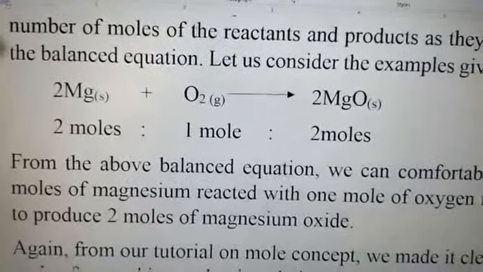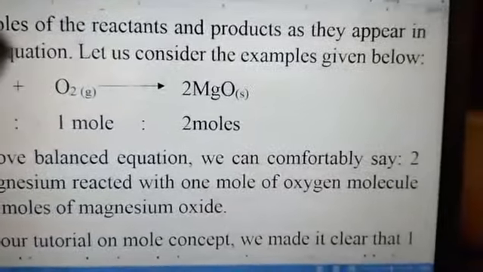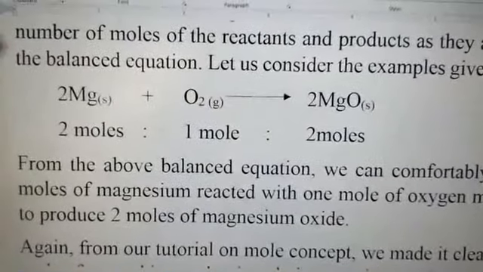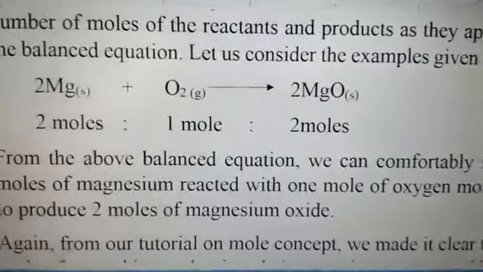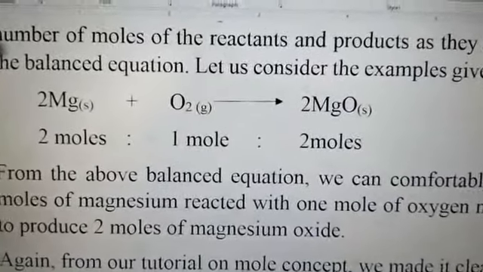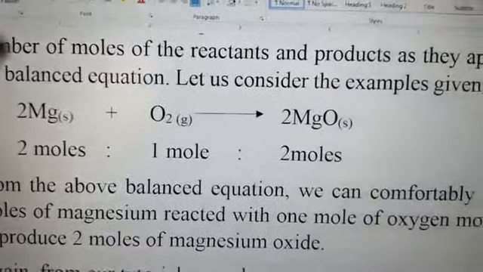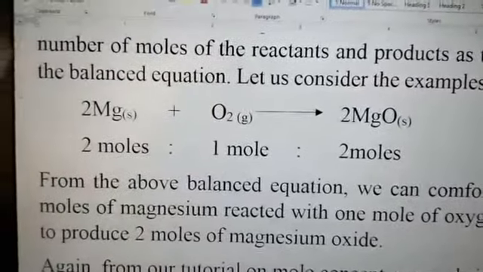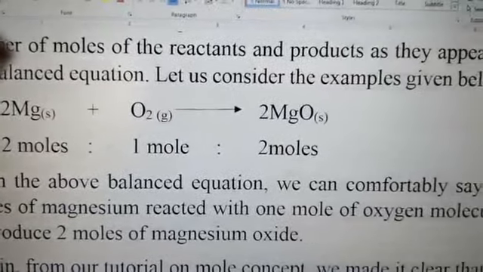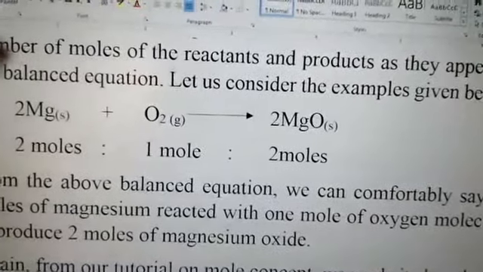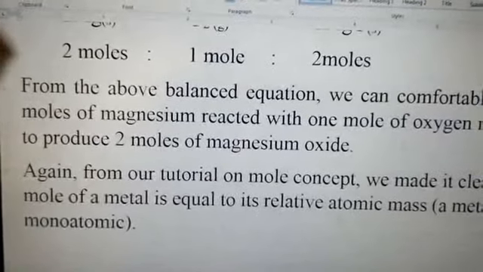From the above balanced equation, we can comfortably say 2 moles of magnesium reacted with 1 mole of oxygen molecule to produce 2 moles of magnesium oxide. You can see that magnesium and oxygen are reactants, and magnesium oxide is a product. So we can say 2 moles of magnesium reacted with 1 mole of oxygen to produce 2 moles of magnesium oxide.